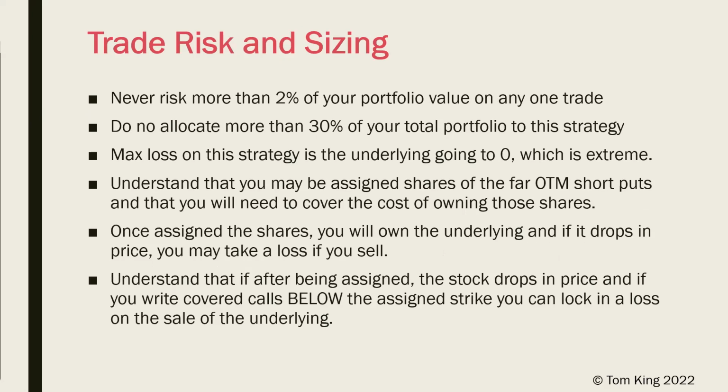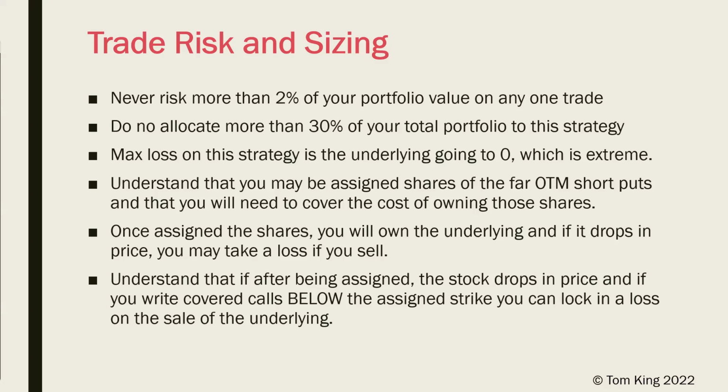Trade risk and sizing on these, again, for me, never risk more than 2% of your portfolio value on any one trade. So if these do go wrong, if you size appropriately, you take a loss of 2% of your portfolio value. It's all good. I don't mind that sizing. Don't allocate more than 30% of your total portfolio to this strategy or any strategy. That's one of my trade rules. If you read my trade plan, you'll certainly know that this is how I trade. And if you haven't read the trade plan, go ahead and take a look at that, and it'll give you a sense of my sizing for strategies and my sizing for max losses.